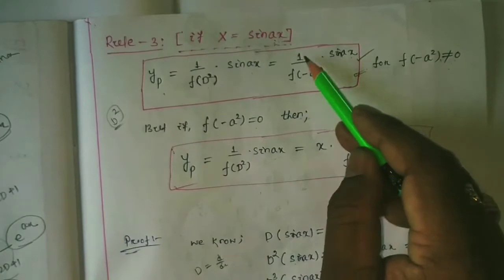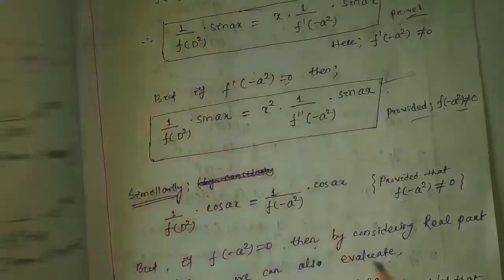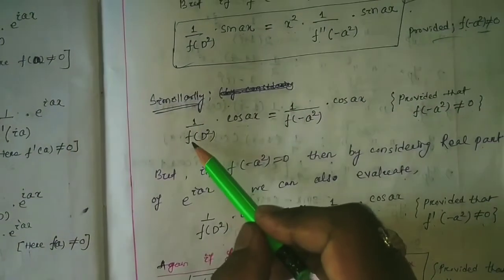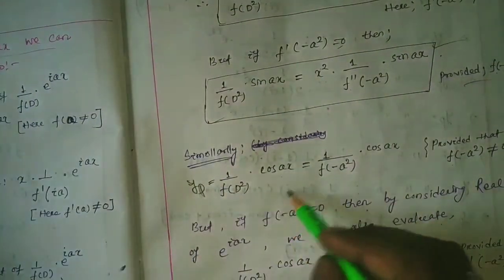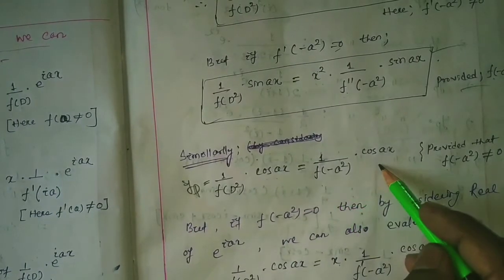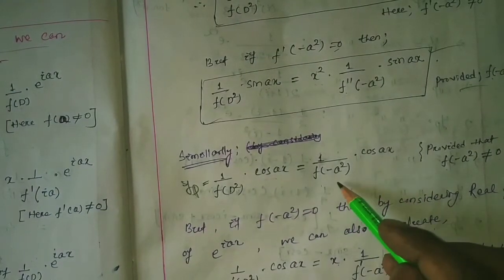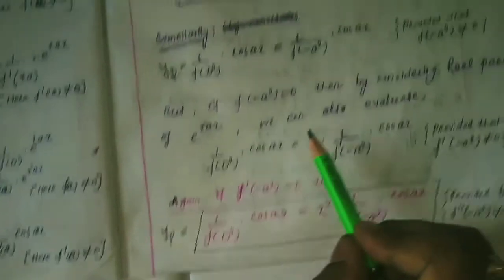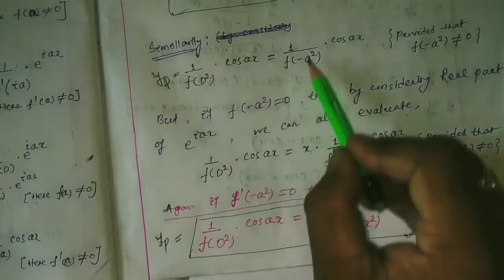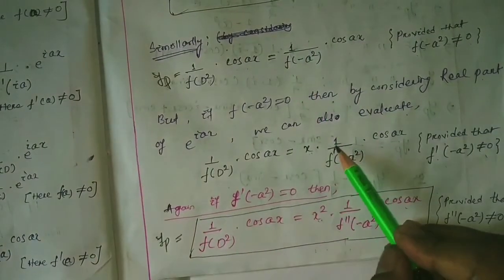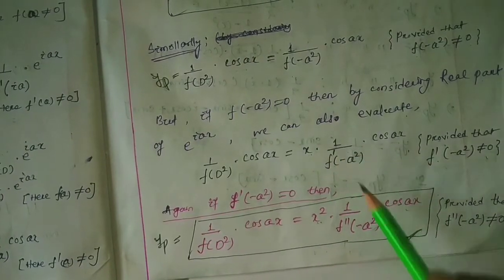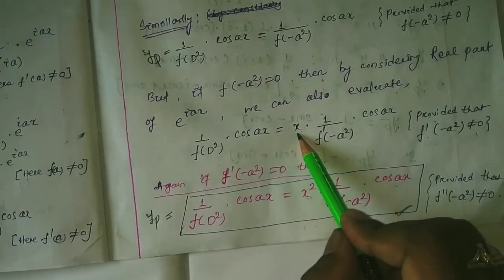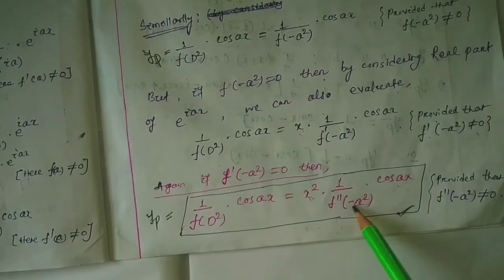For cos ax, 1 by f of D square cos ax, this is y p, the particular integral, equal to 1 by f of minus a square cos ax. And if this is 0, then the answer will be x multiplied into 1 by f dash, the first derivative of this, minus a square cos ax. Again, if this is 0, then we have to consider the double derivative and multiply x square into 1 by f double dash minus a square cos ax.